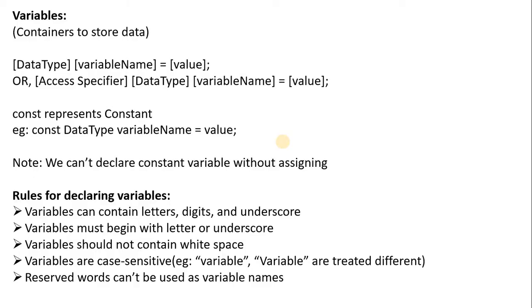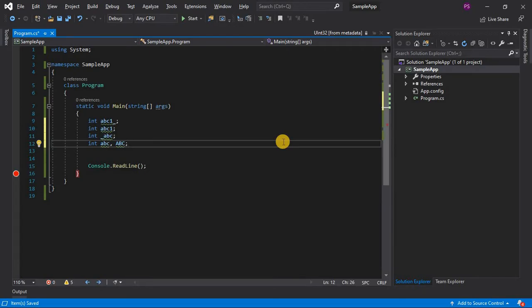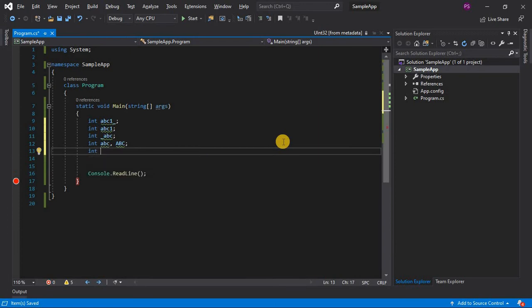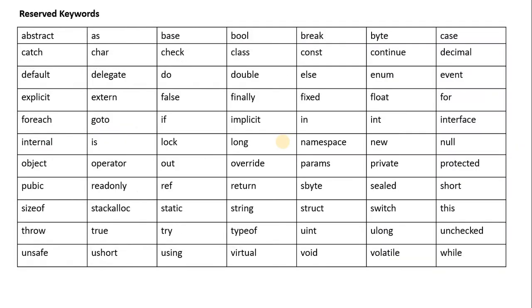Reserved words cannot be used for the variable name. So we cannot use reserved words like int or readonly. So readonly is a reserved word, and we cannot use them as variable names. So these are the reserved words. Most of them we will come across in our tutorial in the upcoming videos.